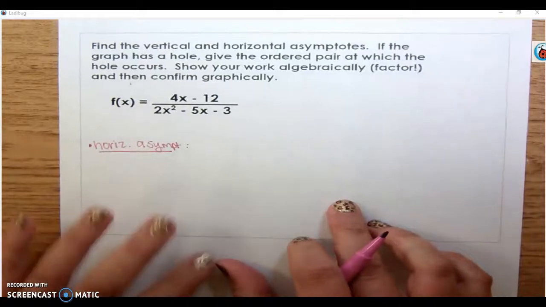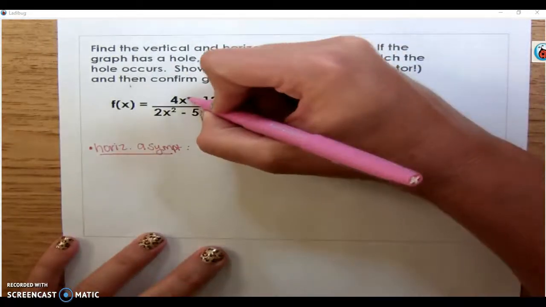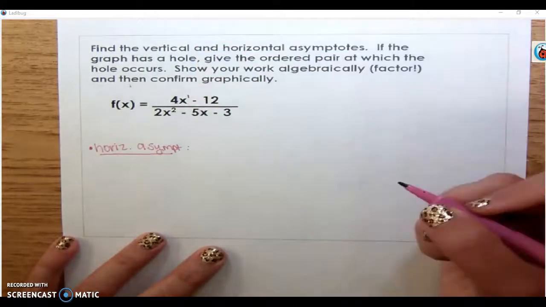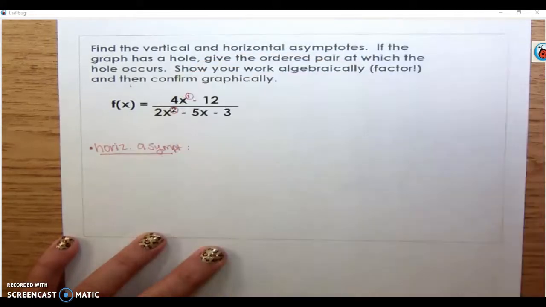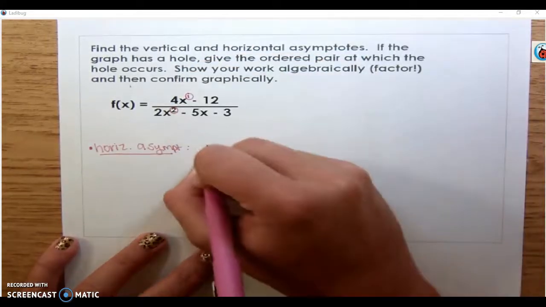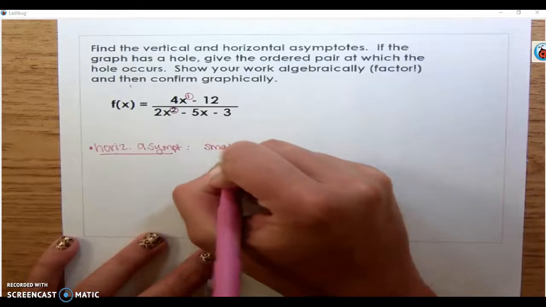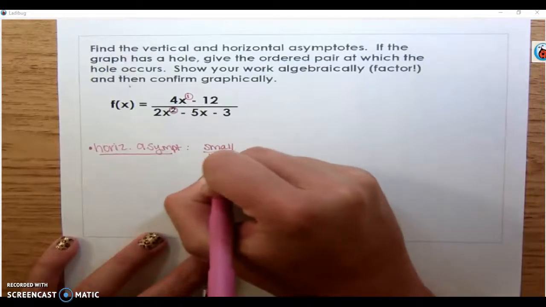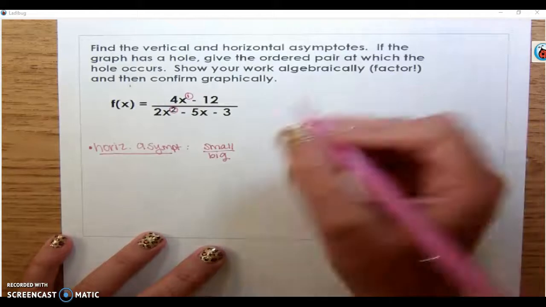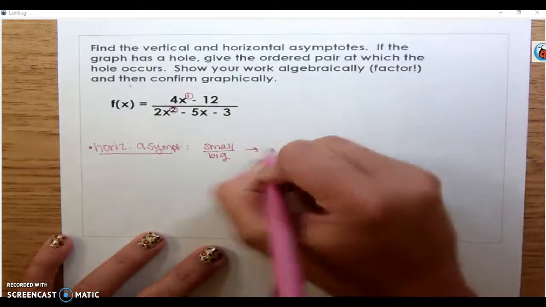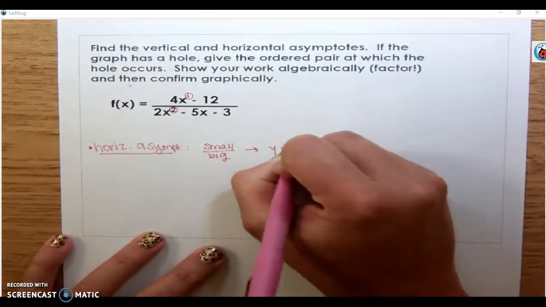Okay, so we have to look at the degree. In the numerator, the degree would just be 1. And in the denominator, the degree would be 2. Remember, those are the highest exponents. So we have a small degree on top and a big degree on the bottom. So by our rules, that tells us that we have a horizontal asymptote at y equals 0.